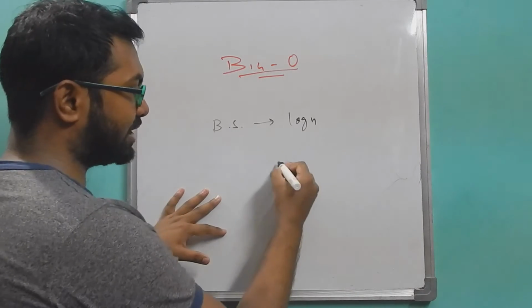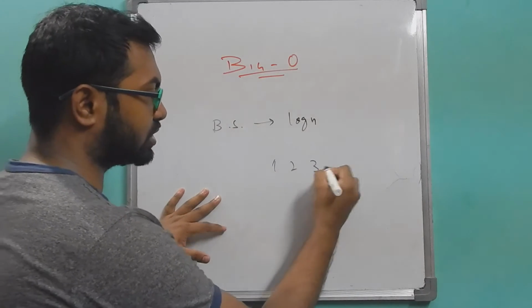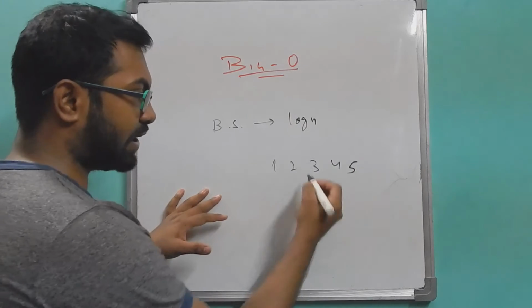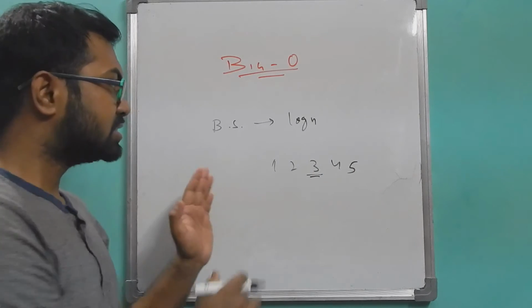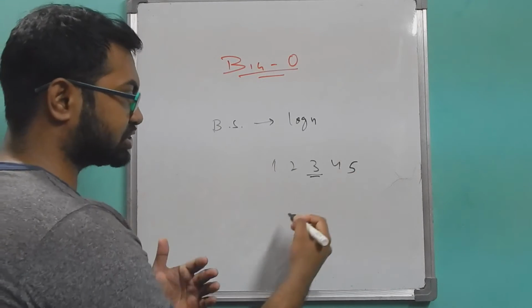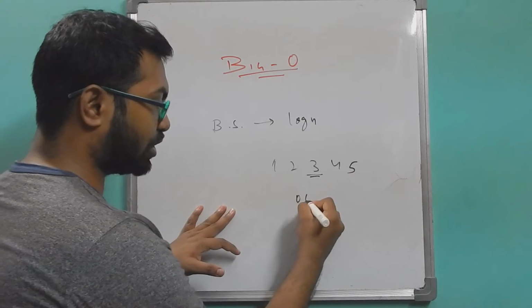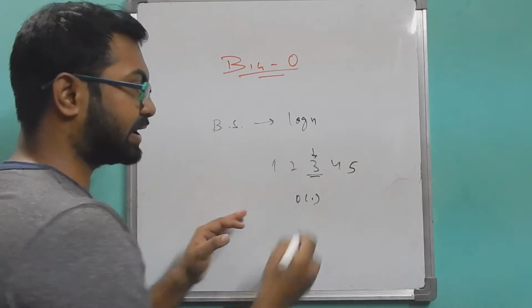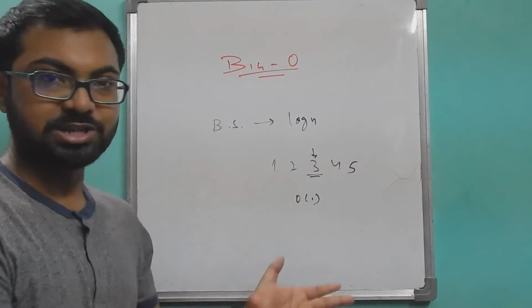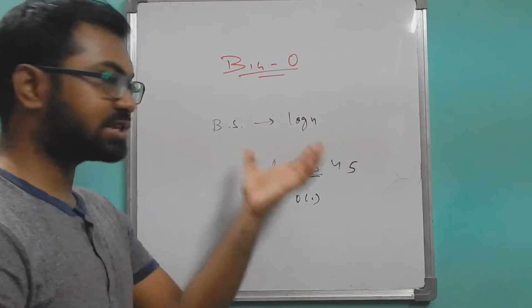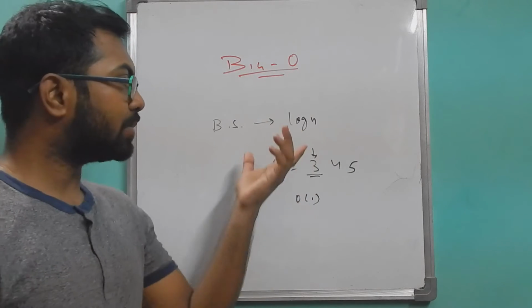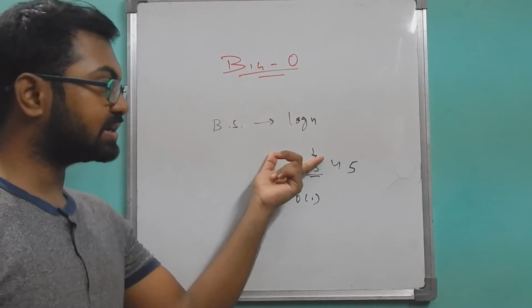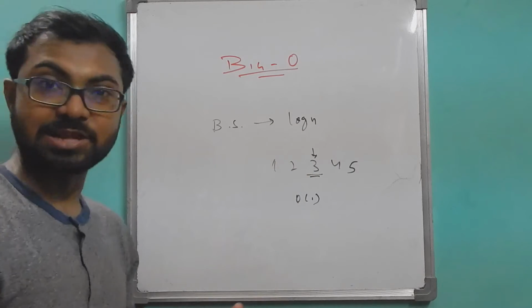Example, let's say we have an array of 1, 2, 3, 4 and 5, and we need to find 3 in this case. In that case, binary search is going to take O of 1 time because it's the midpoint and can directly find it in constant time. So what I'm trying to say here is, when we mention log of n as a complexity, it's the worst time complexity and not the best time complexity.